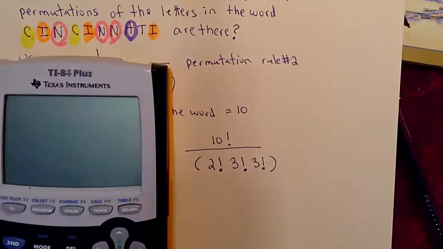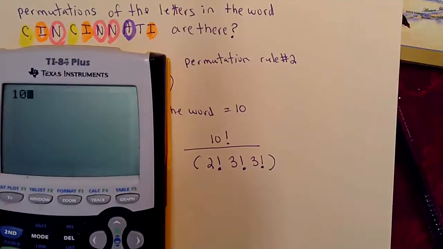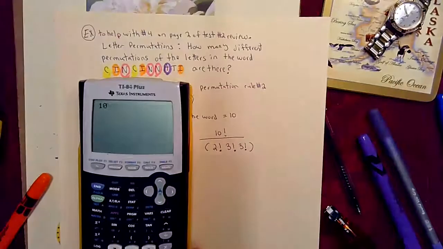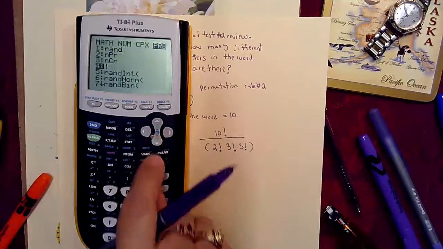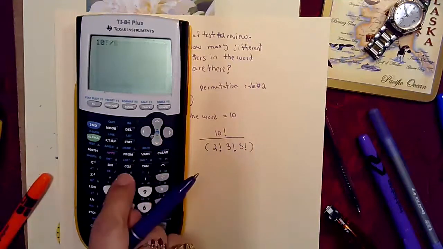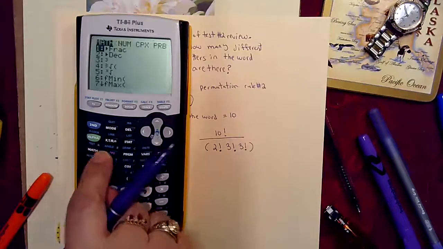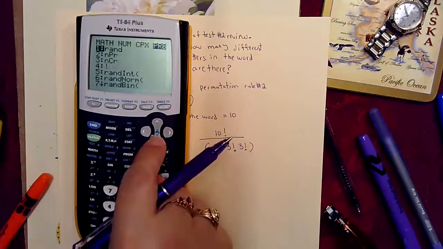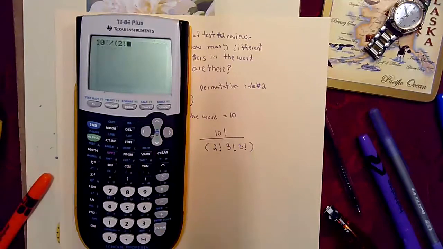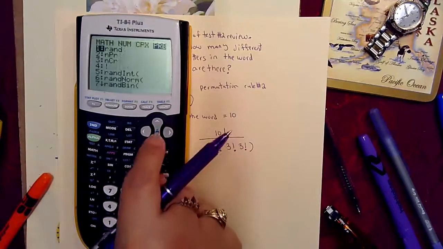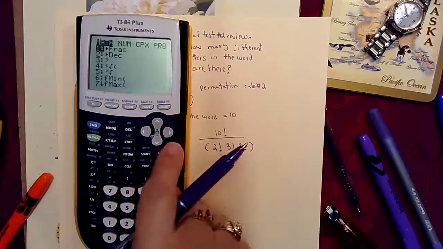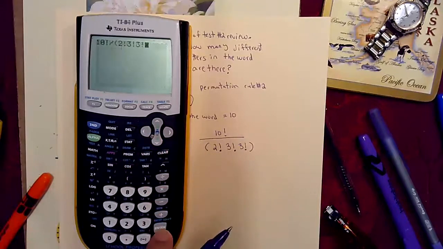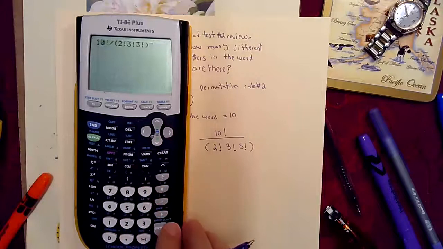So when we type this in, it's going to be 10, math, probability, number 4, divided by, don't forget, open parentheses, 2, math, probability, number 4. You don't even have to put times, it's implied. So 3, math, probability, go down to number 4. And there's one more, times 3, math, probability, down to 4, and then close the parentheses. Then enter.